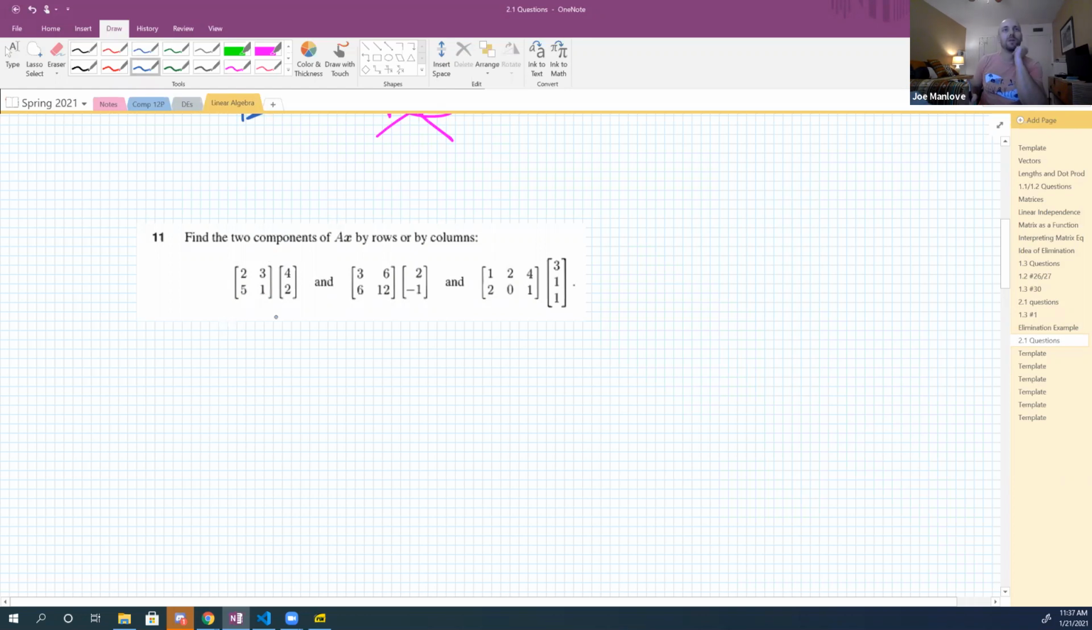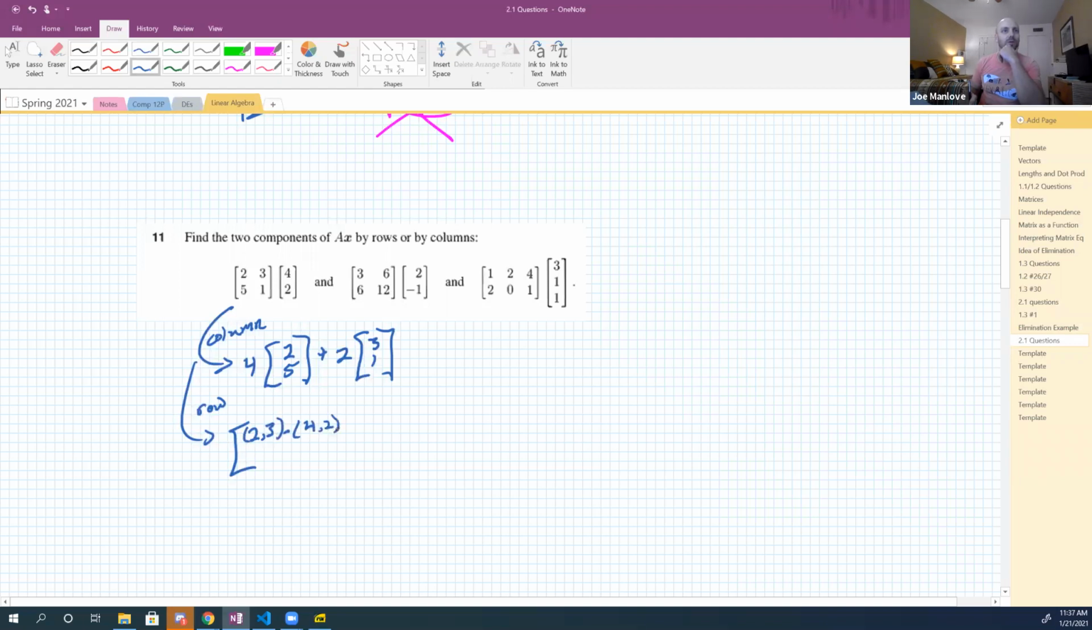So in this case, this is going to result in either the column picture, in which case I have 4 times (2, 5) plus 2 times (3, 1), or the row picture would give me the vector (2, 3) dotted with the vector (4, 2), and the vector (5, 1) dotted with the vector (4, 2). You guys with me on that?